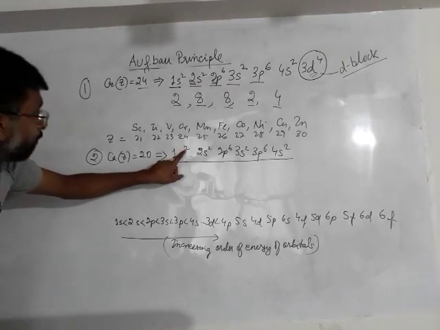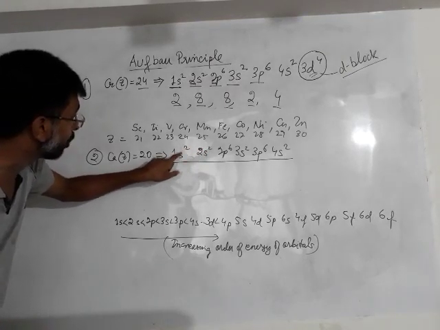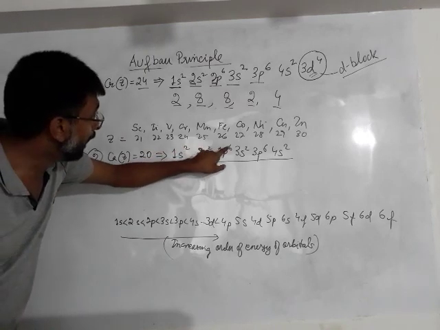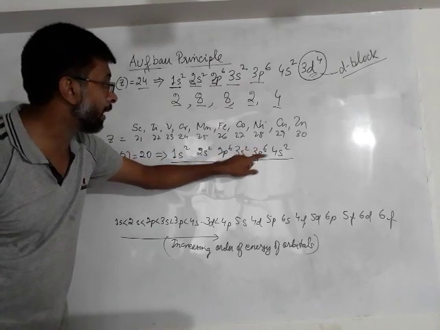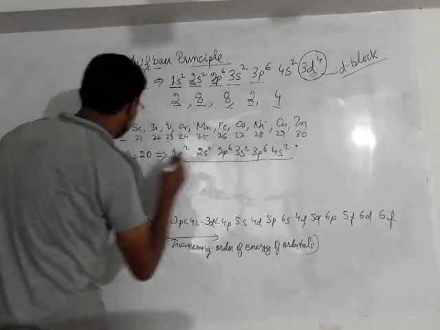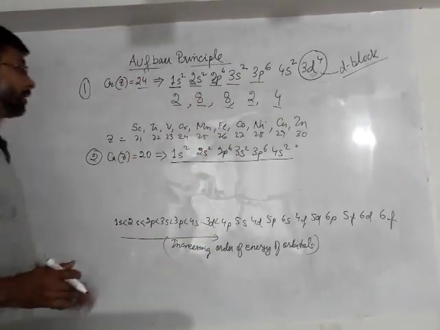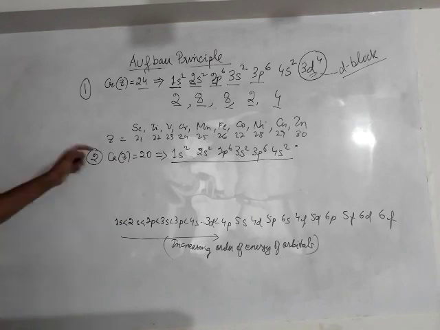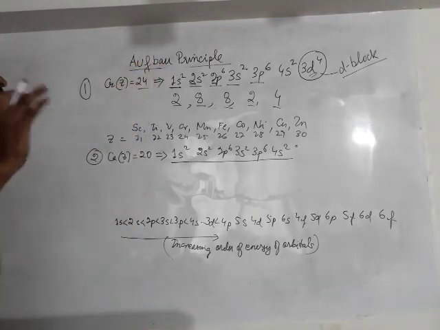If you add these powers, what are these? These are not powers. These are the electrons in the s orbital, electrons in the p orbital, and so on. If we add these numbers, it will come to the atomic number of calcium, that is 20, the total number of electrons. This is how you write the electronic configuration of calcium by using the Aufbau principle, the principle I discussed earlier.